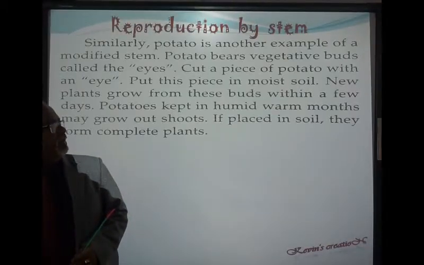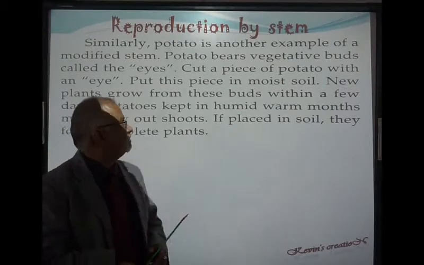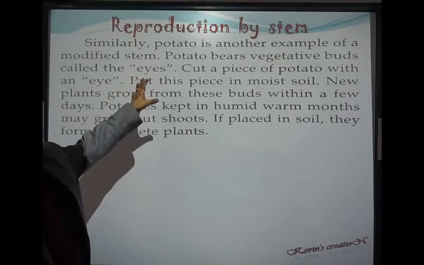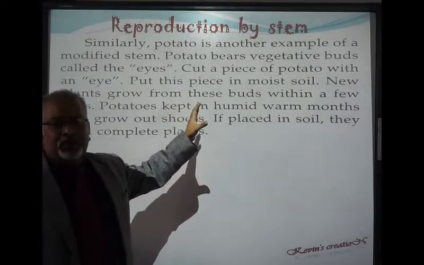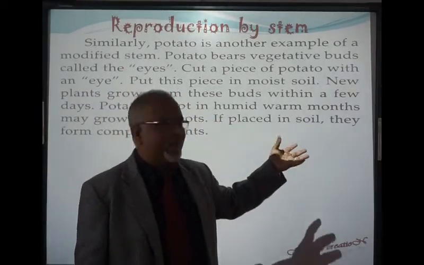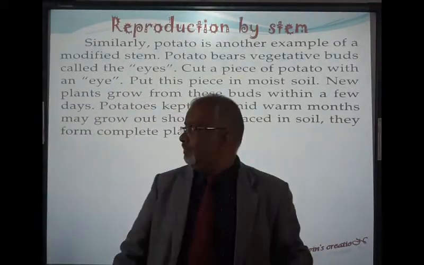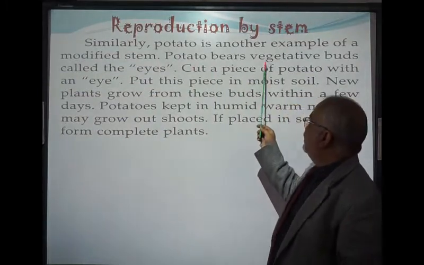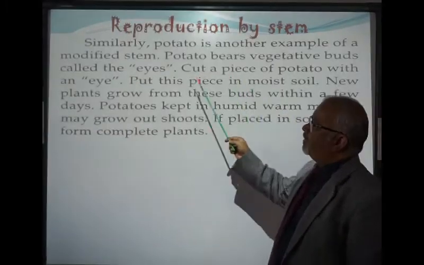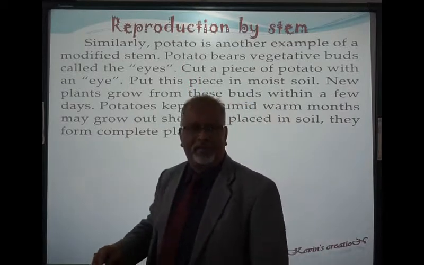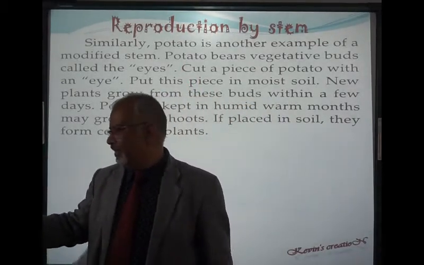Now reproduction by stem continues. One more example is the potato. Usually we think potato is a root, but it's a stem, a modified stem. Potato bears vegetative buds called eyes. Have you seen the eyes of potato? Do they have eyes? I'll show you.